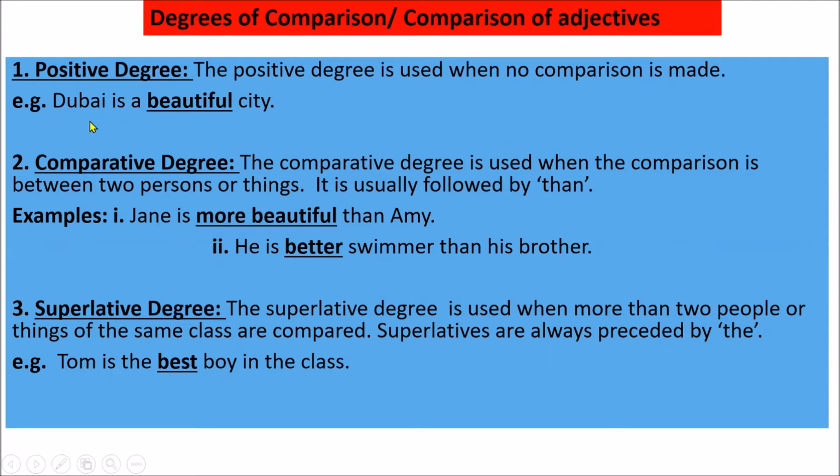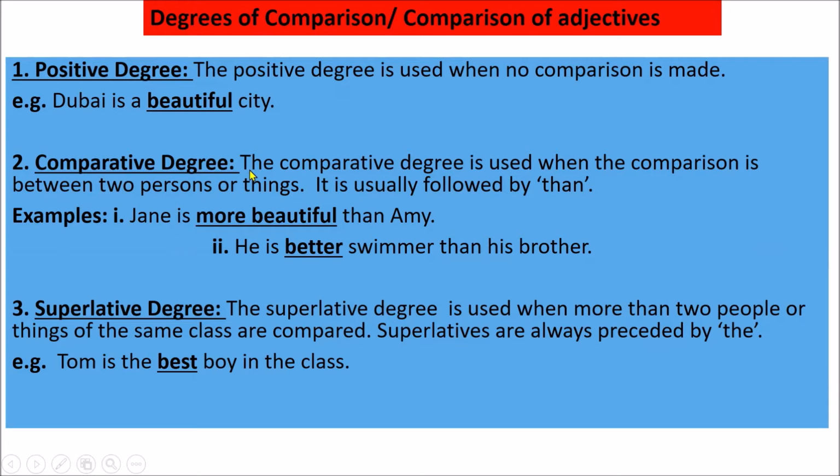For example, you can see here Dubai is a beautiful city. So here I am telling about only a city, which is Dubai. I am not telling about any other city. I am just telling about Dubai. So here there is no comparison because I am telling about only one city. So here it is positive degree. So when we talk about only one person or thing or place, then that is positive degree.